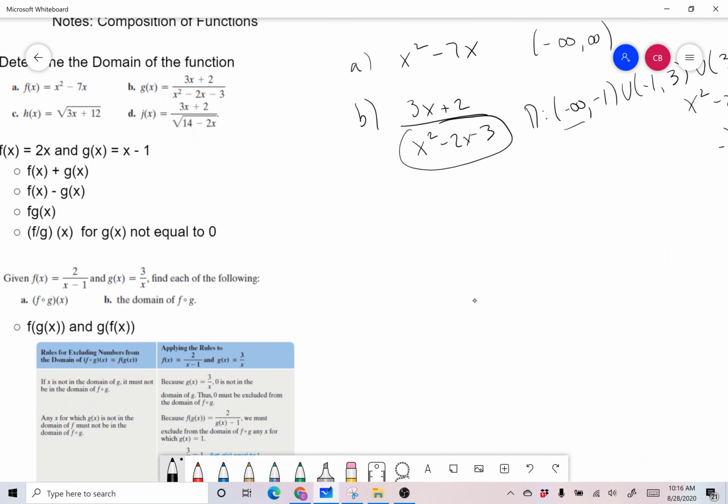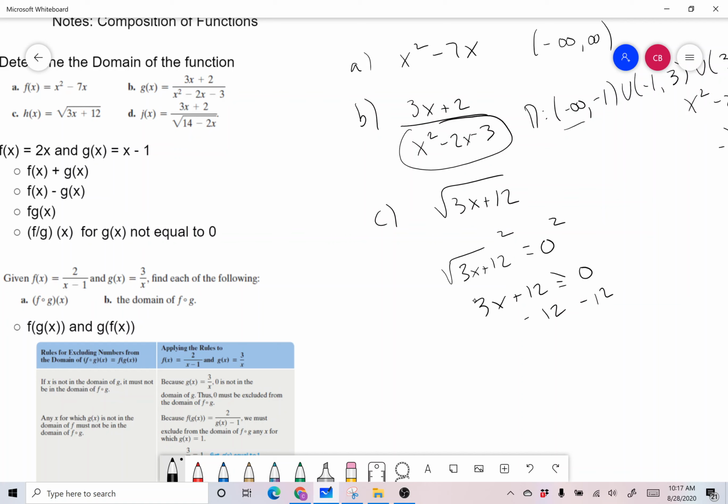If we go to part C, we have the square root of 3x plus 12. Well, we have two questions. Are we dividing? The answer is no. So we don't have to worry about any exclusions from that, but we are taking a square root. So the inside of the square root can't be negative. Set 3x plus 12 greater than or equal to 0, and then we subtract 12.